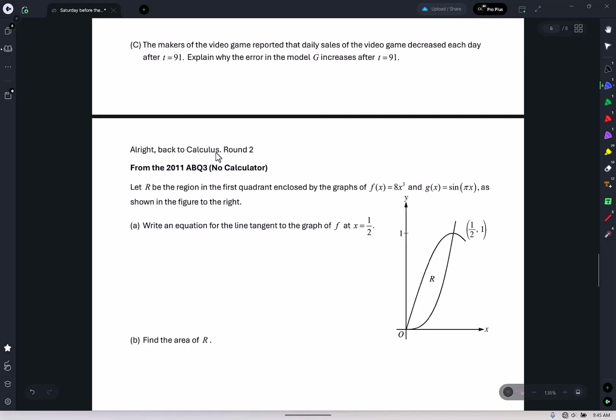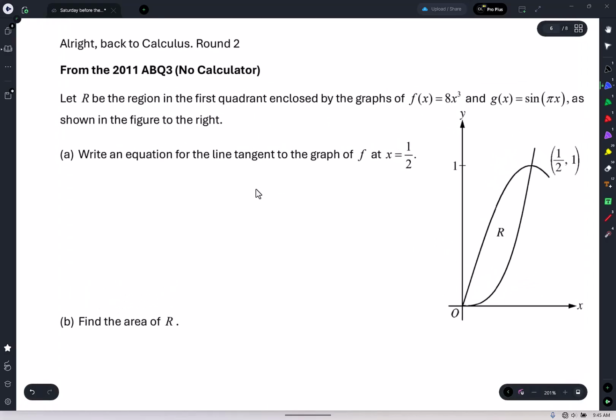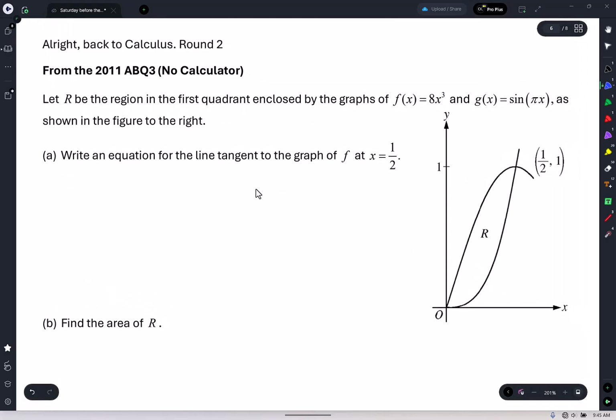All right, here we go with this one. No calculator. It says let R be the region in the first quadrant enclosed by the graph of f of x equals 8x cubed and g of x equals sine pi x. So they do give it a name, f and g, as shown in the figure to the right. Write an equation for the line tangent to the graph of f at x equals half.